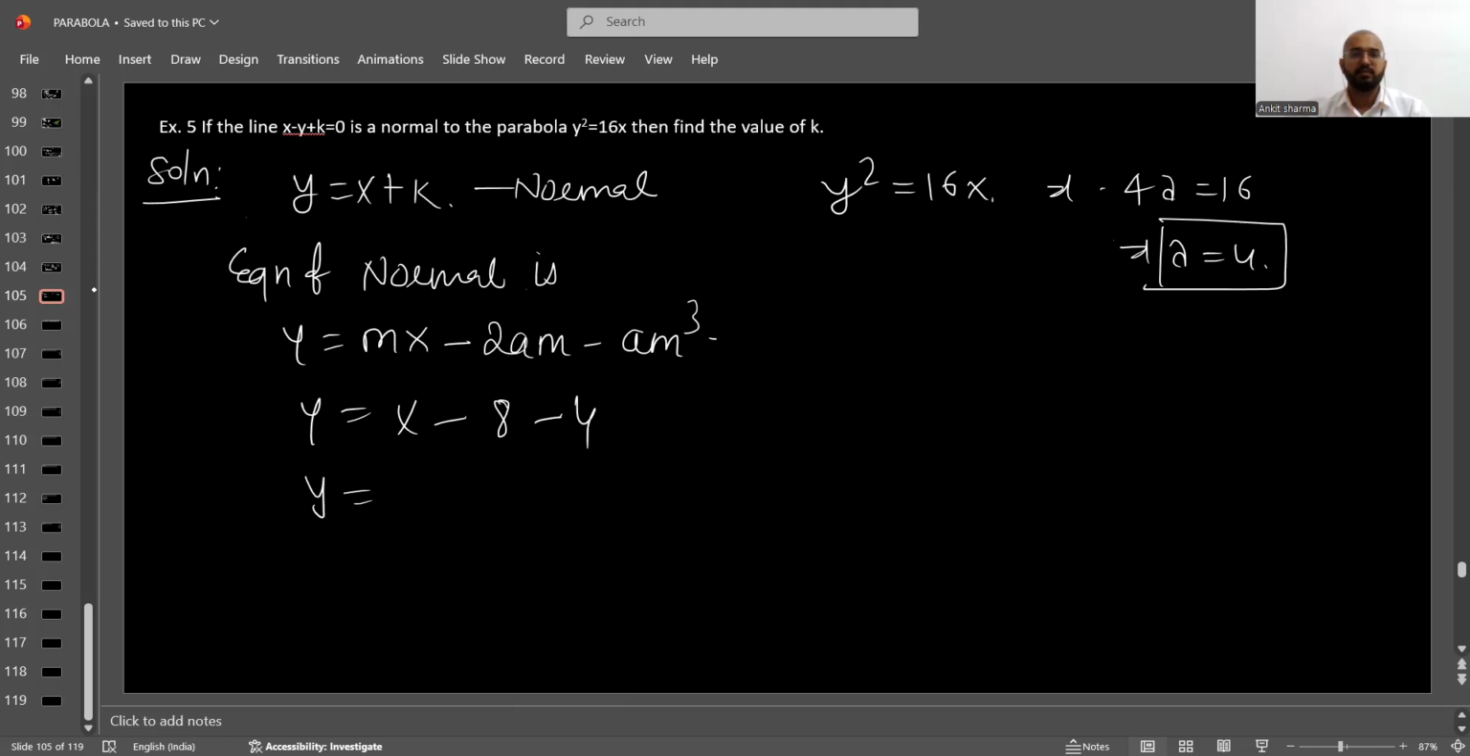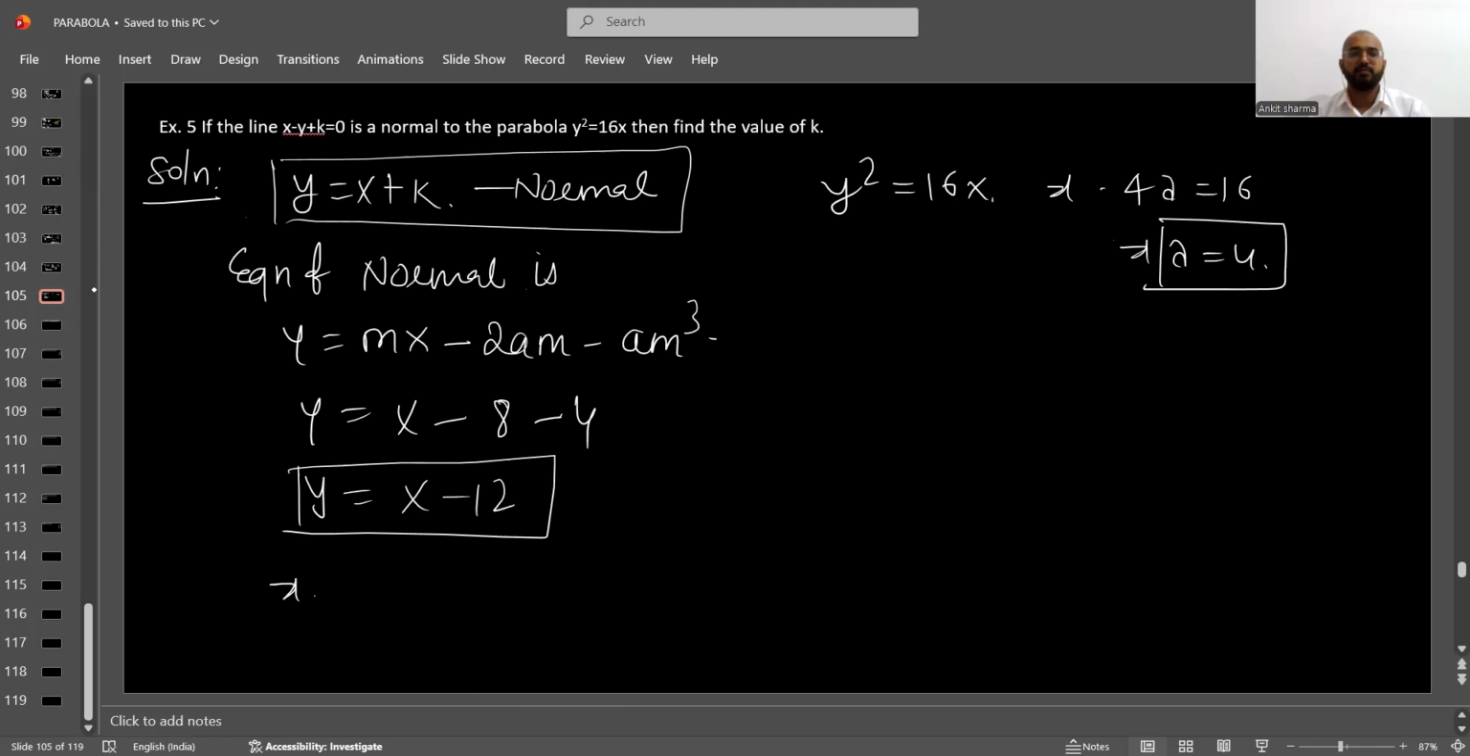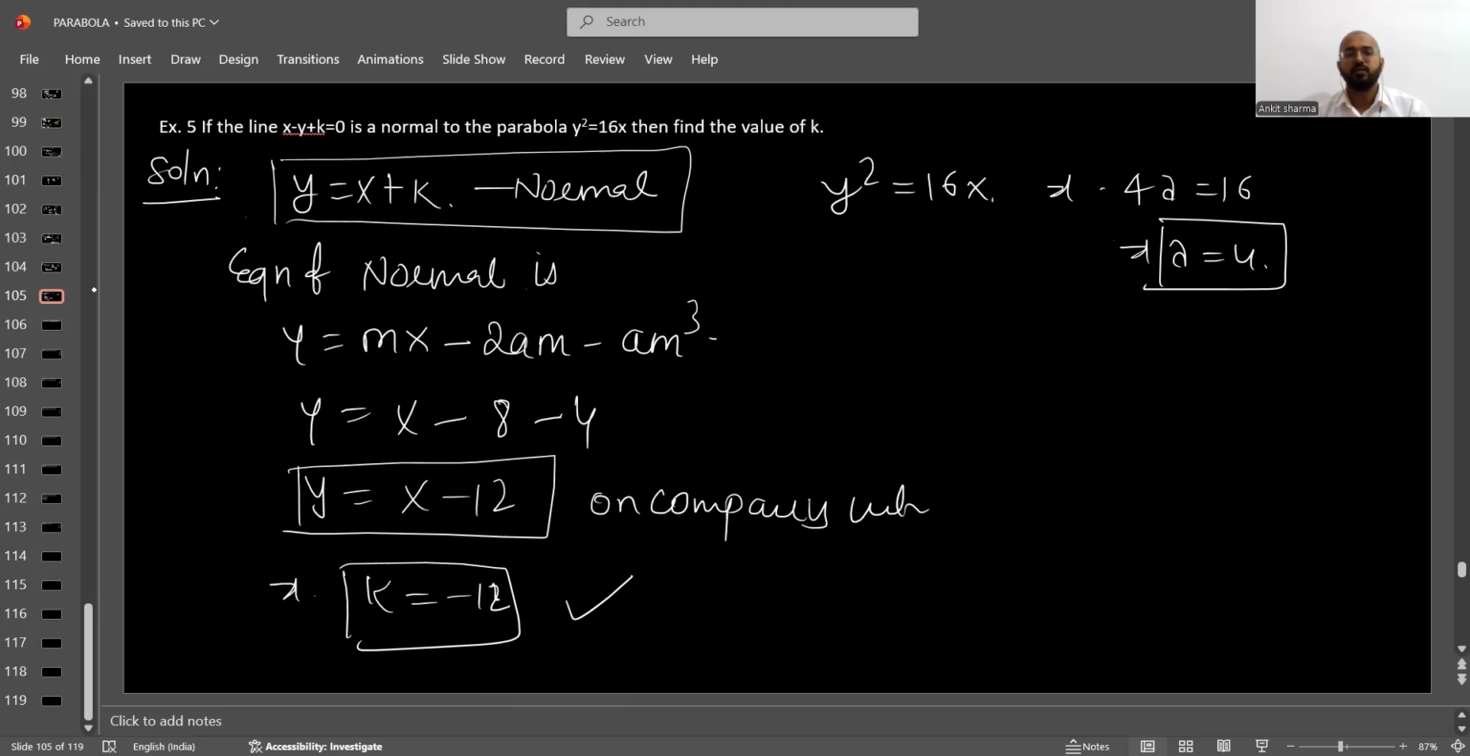So I get y is equal to x minus 12, so that means these two are just same. So from here, if I compare, I get k is equal to minus 12. So on comparing with the normal. Now, moving to the next question.